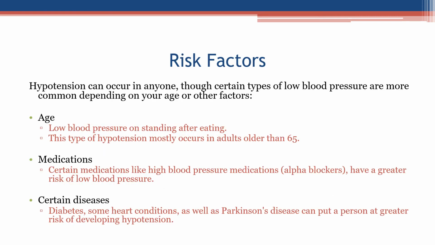Risk factors. Hypotension can occur in anyone, though certain types of low blood pressure are more common depending on your age or other factors. Age. Low blood pressure on standing after eating. This type of hypotension mostly occurs in adults older than 65. Medications. Certain medications like high blood pressure medications and alpha blockers have a greater risk of low blood pressure. Certain diseases. Diabetes, some heart conditions, as well as Parkinson's disease can put a person at greater risk of developing hypotension.